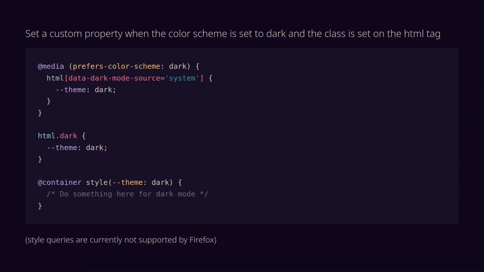We're going to set that custom property again when the dark class is present. And then we can query it. So we can just apply things in that container query. This is not supported by Firefox right yet, but that's okay. We'll use it for some progressive enhancement. It's not things that are going to be that important. It's just a little bit of things that are going to look a little bit nicer.